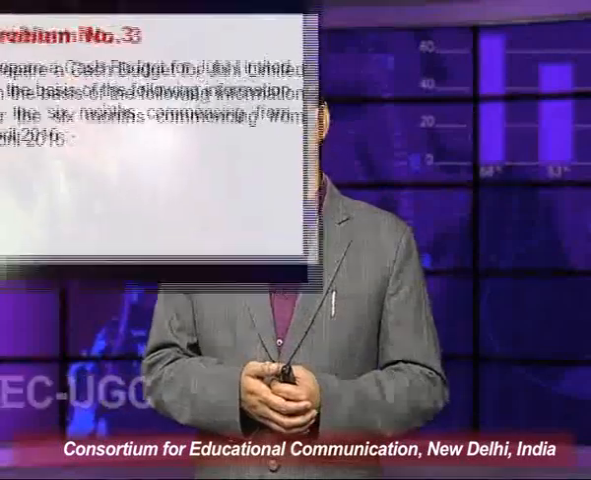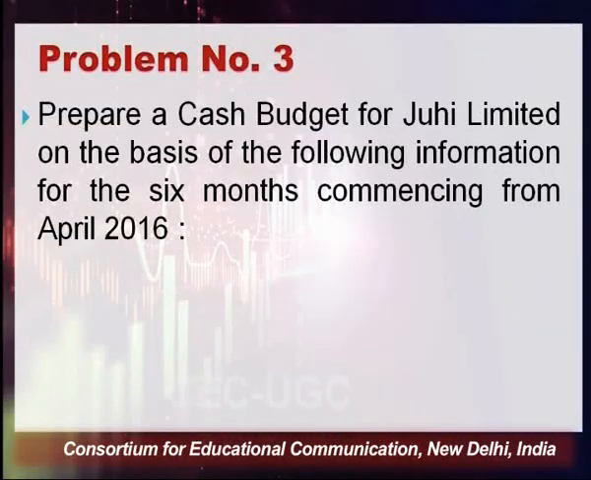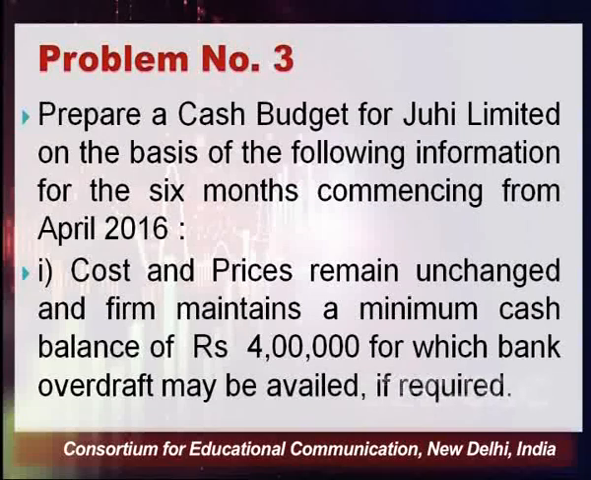You have to prepare a cash budget for Juhi Limited on the basis of the following information for the 6 months commencing from April 2016. The company tells you that the costs and prices remain unchanged and the firm maintains a minimum cash balance of rupees 4 lakh, for which bank overdraft may be availed if required. Which means whenever the firm runs short of the minimum balance of rupees 4 lakh, the alternative is to approach the banker for the bank OD facility. So we'll resort to the bank OD wherever the cash balance is less than rupees 4 lakh.